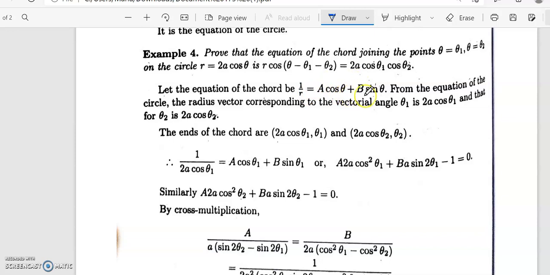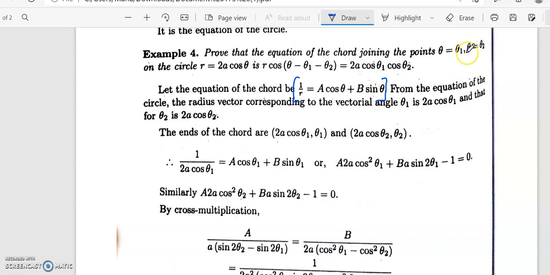Now for finding a and b, we are given 2 points on the chord, that is, the points at both ends of the chord. So we have a chord joining theta equal to theta 1 and theta equal to theta 2. At theta equal to theta 1, the value of r, so r1, will be 2a cos theta 1, and at theta equal to theta 2, r2 is going to be 2a cos theta 2.